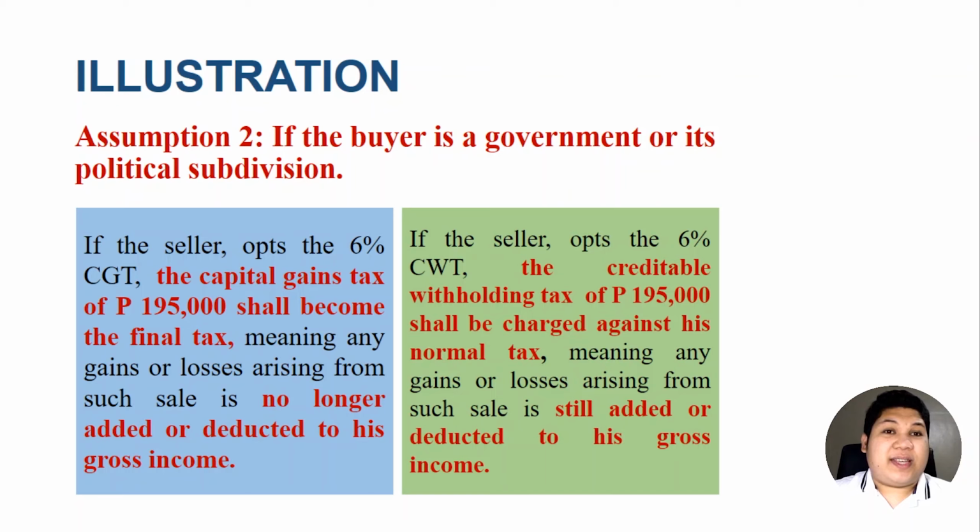But if the seller opts for the 6% CWT, the creditable withholding tax of 195,000 shall be charged against his normal tax, the graduated rates. Meaning, any gains or losses arising from such sale is still added or deducted to his gross income. Okay? So if it is a capital gains tax, then that is a final tax, and as a seller, you are no longer required to report the gains or losses in your gross income. But if you choose the 6% CWT, you are still required to add or deduct the gains or losses on your gross income. And whatever the tax due is, you can use the 6% CWT against your income tax due.